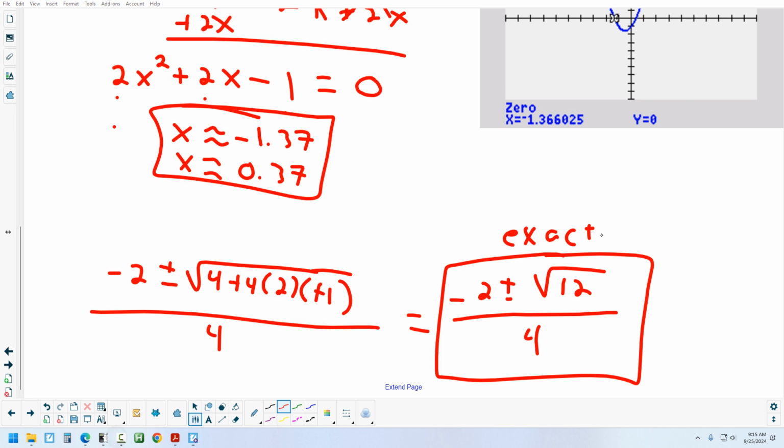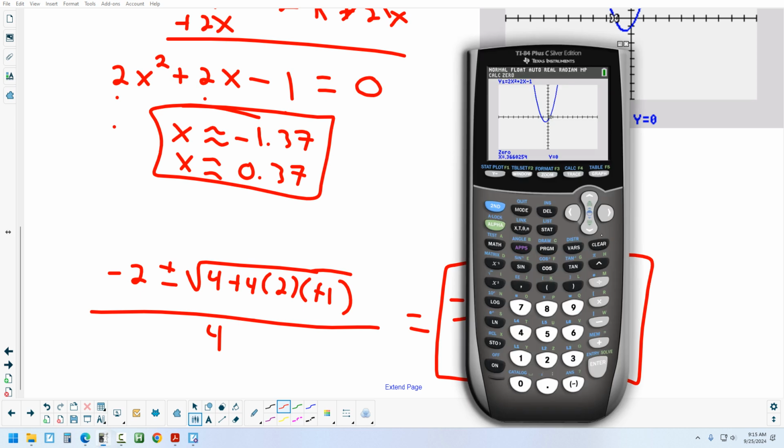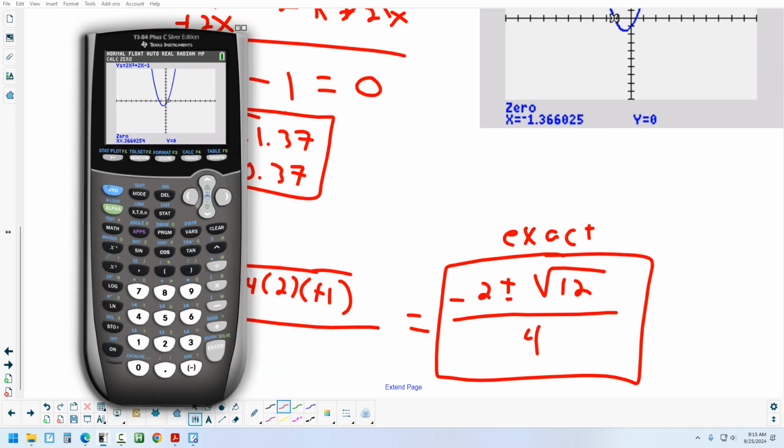So if I type in that answer on the calculator, I should get negative 1.366025. Let's see. I get -2 plus the square root of 12, and then divide that by 4. Okay. 0.366025. Yeah, that's the second one. Now, let me do the first one. -2 minus the square root of 12, and then divided by 4.